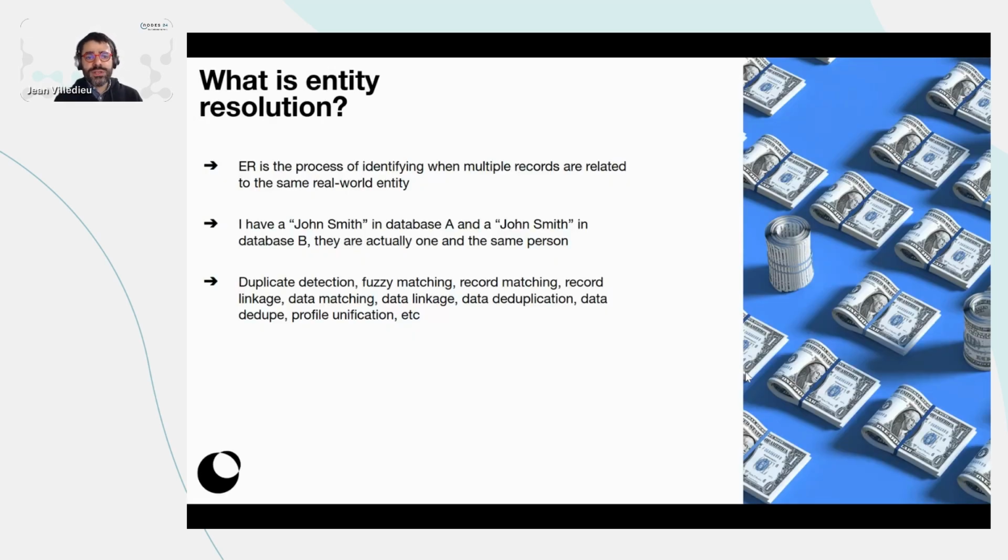Entity resolution is really the process of identifying when multiple records are related to the same real-world entity. So let's say, for example, that you have data about John Smith in database A, B, C, and you want to understand that indeed it's the one and the same person.